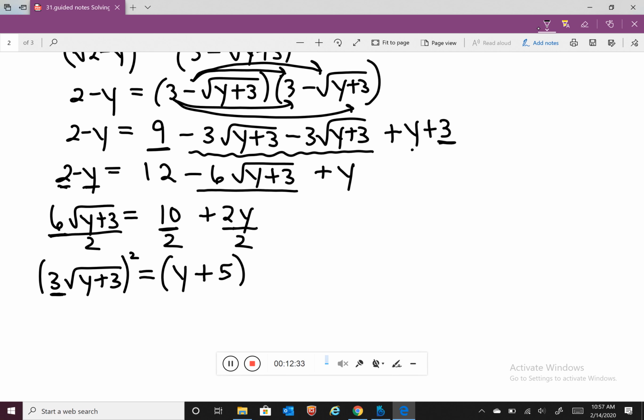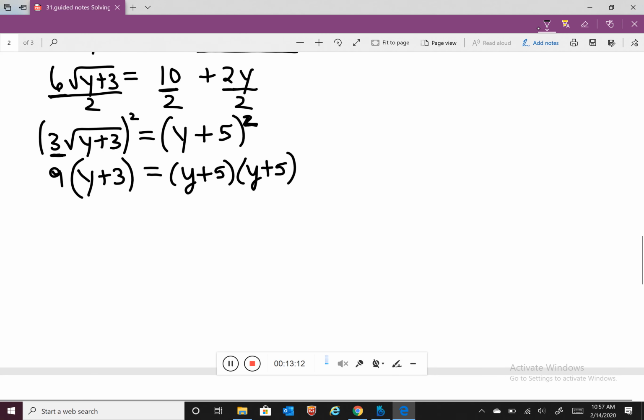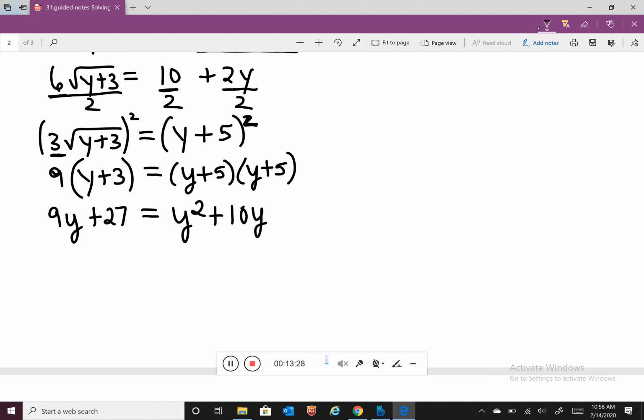Now this is part of my base for that power of 2. So 3 is being squared and giving us 9. And the square root of y plus 3 is also being squared, giving us y plus 3. But that is being multiplied by our 9. Y plus 5, and I forgot to write my power of 2 there, pardon me. Remember, we need to square both sides. Gives us y plus 5 times y plus 5. Next line, we have 9y plus 27 when we distribute that 9. And then distributing y plus 5 to itself, we have y squared plus 10y plus 25.